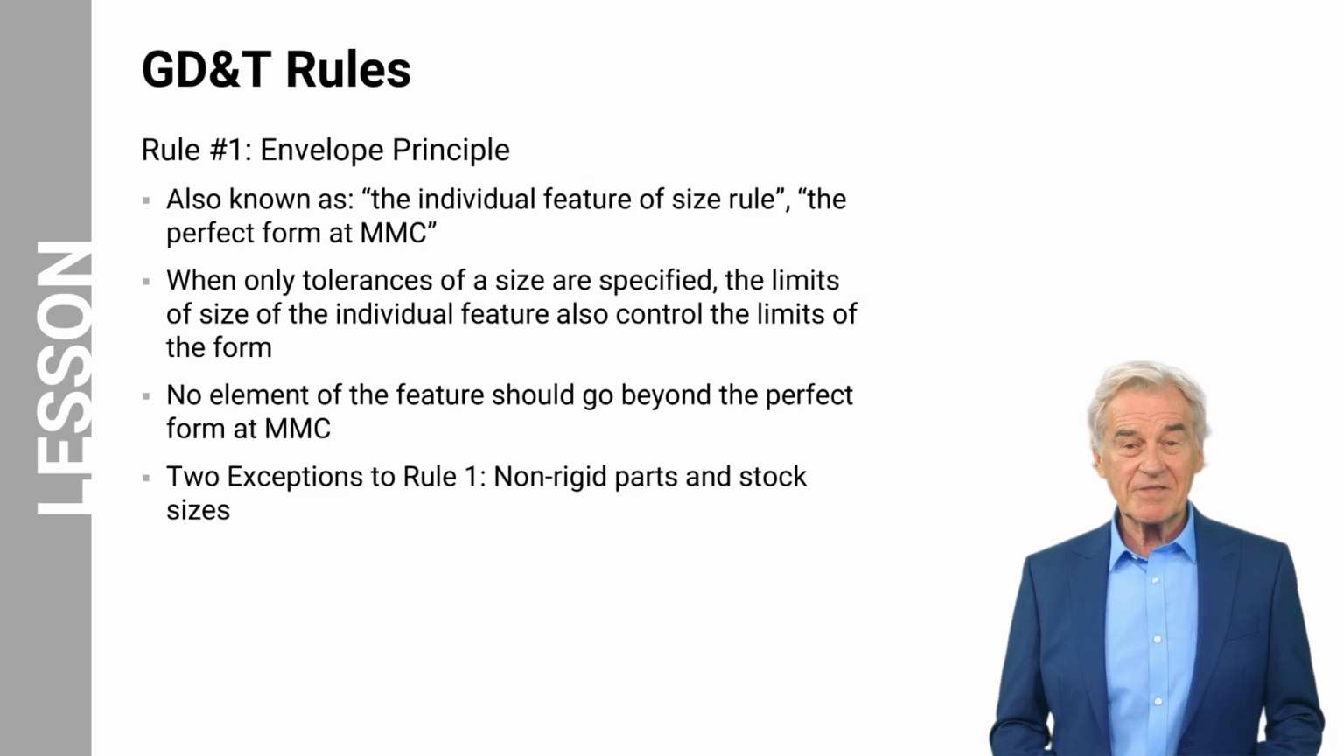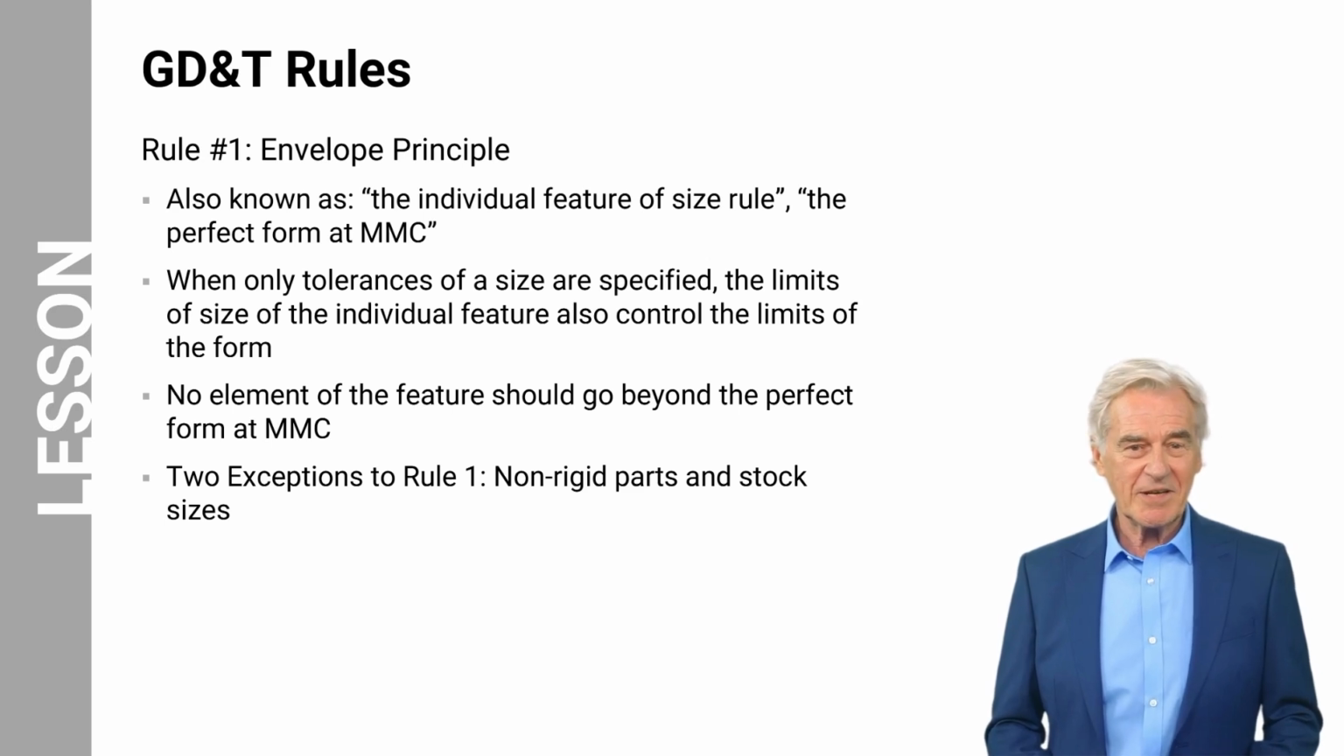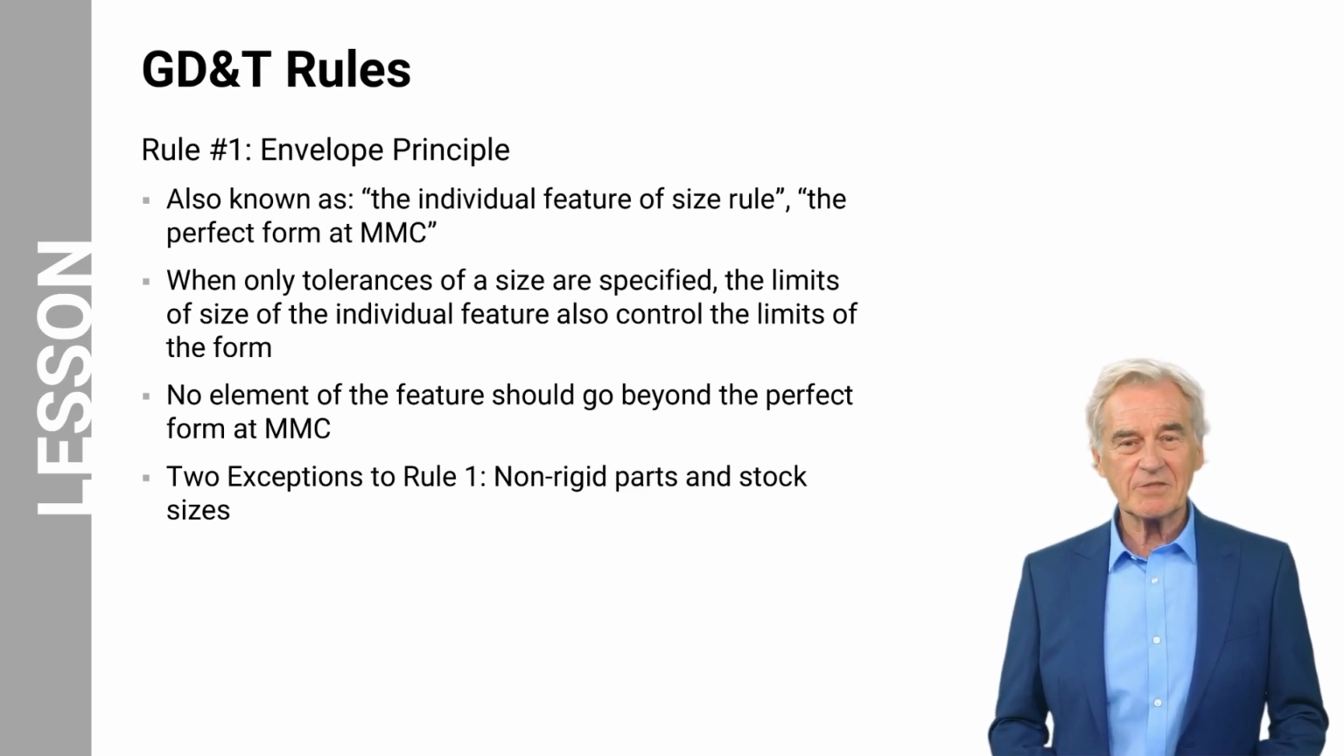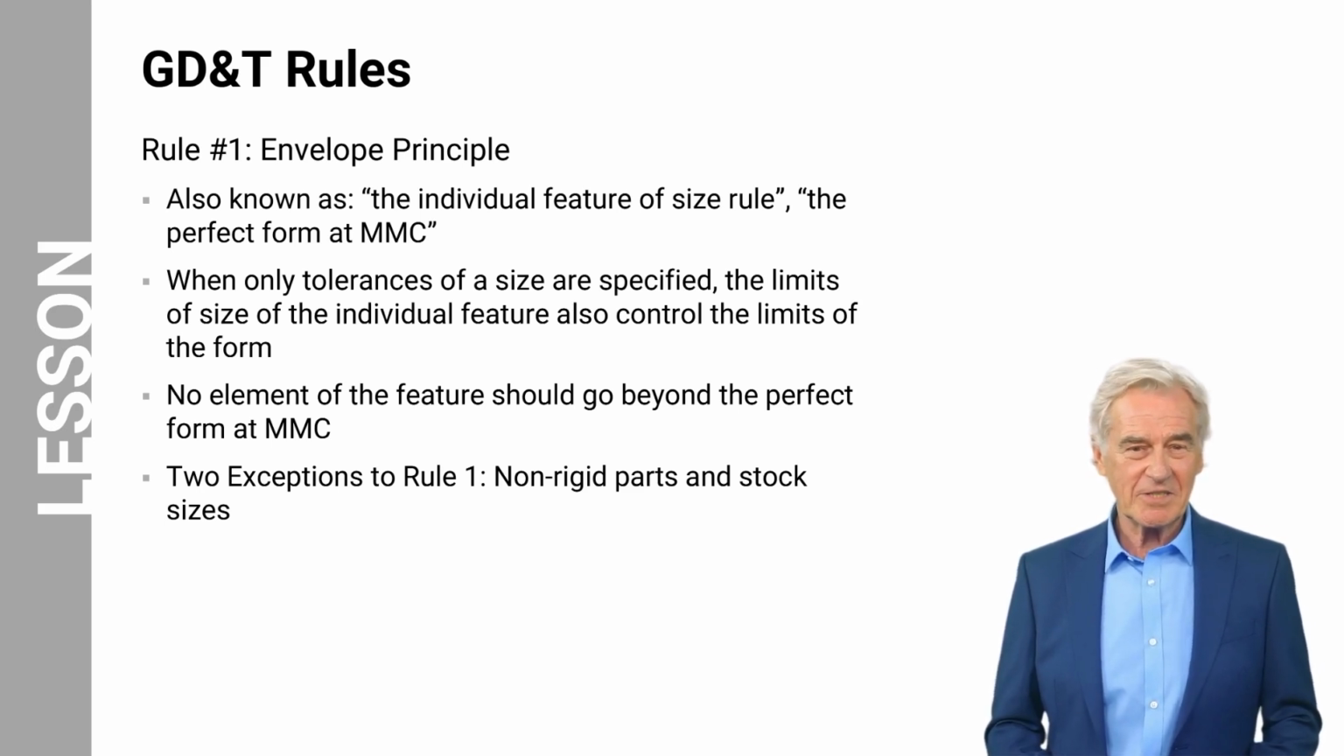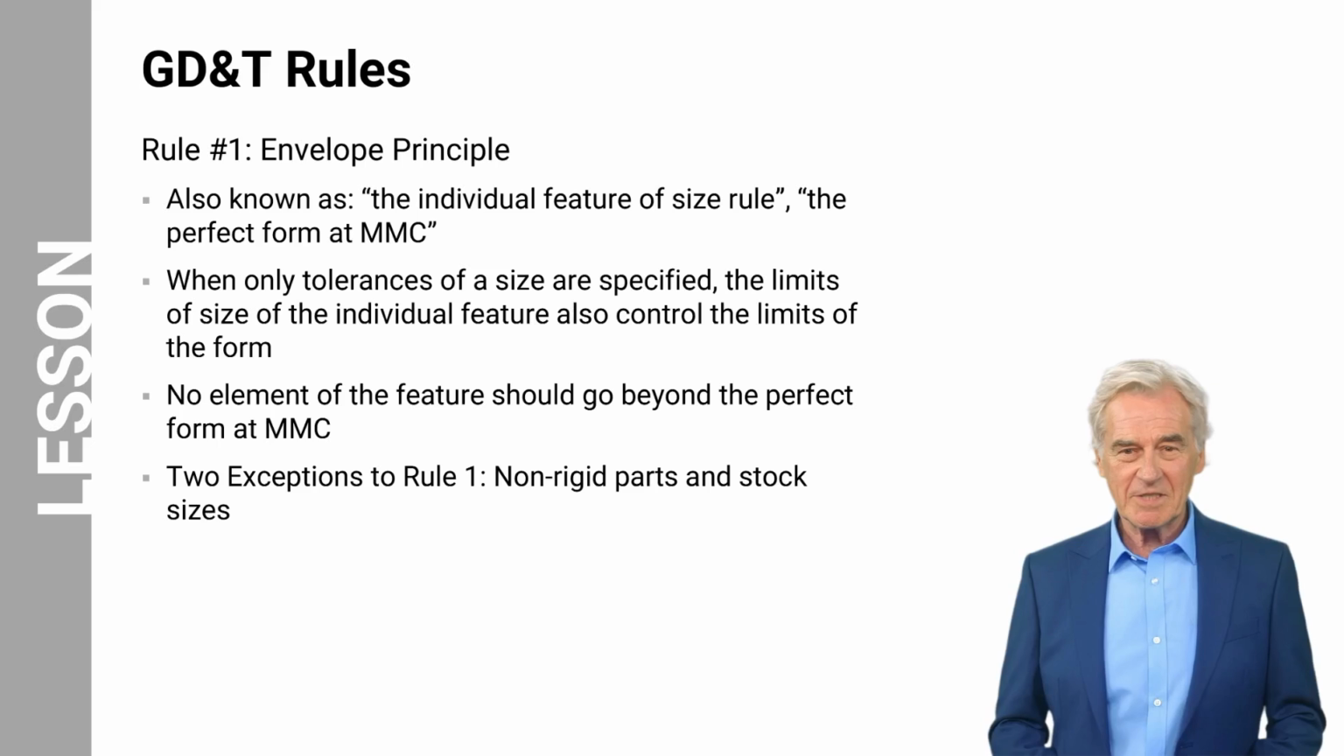In addition to the terms and symbols, GD&T follows two general rules that aid in the interpretation of characteristics. The envelope principle states that when only tolerances of a size are specified, the limits of the size of the individual feature also control the limits of the form. In other words, no element of the feature should go beyond the perfect form at maximum material condition. This principle is also referred to as Rule Number 1, the individual feature of size rule, or the perfect form at MMC. There are two exceptions to Rule 1, non-rigid parts and stock sizes.